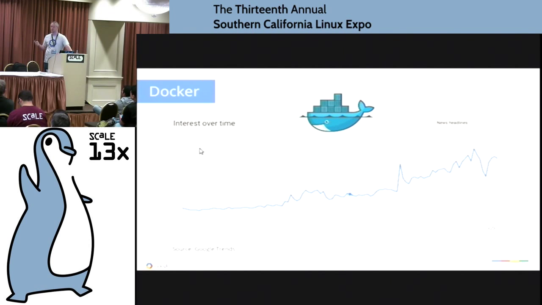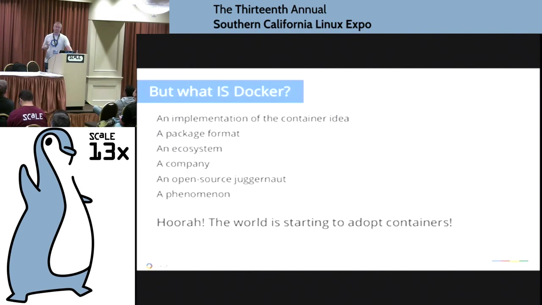Now, enter Docker. Who hasn't heard of Docker, right? I ran this through Google Trends just because I thought it was interesting. Over the last year, you can see, like, holy cow, right? But what is Docker, right? Docker is an implementation of the idea of containers, right? It's sort of easy to conflate Docker with containers and say, well, if you say containers, you must mean Docker, right? And that's not actually true. Docker is an implementation of the idea of containers.